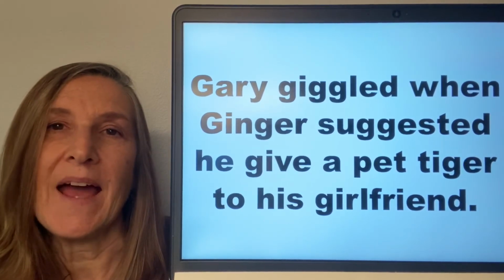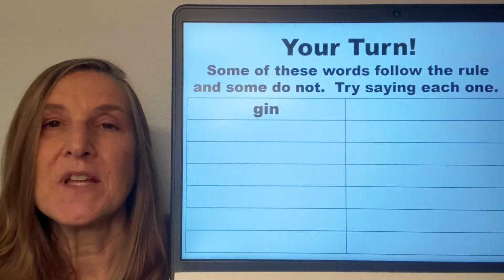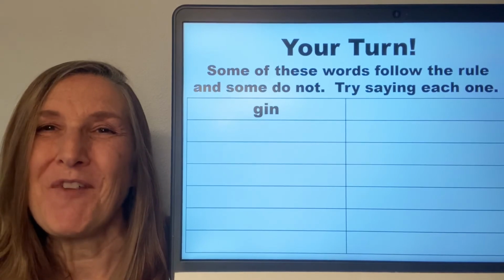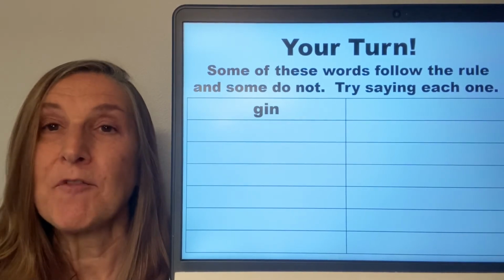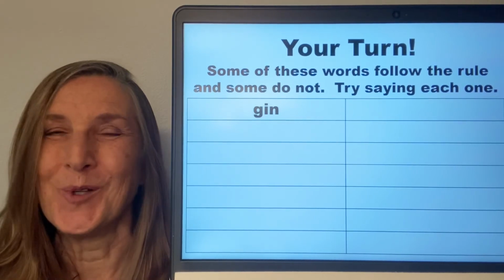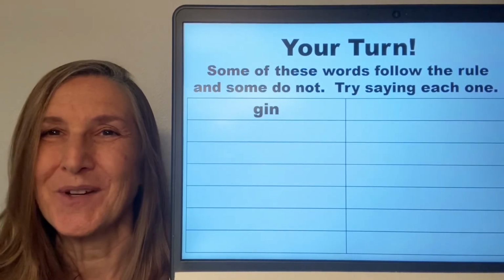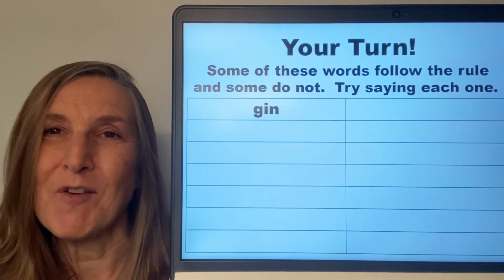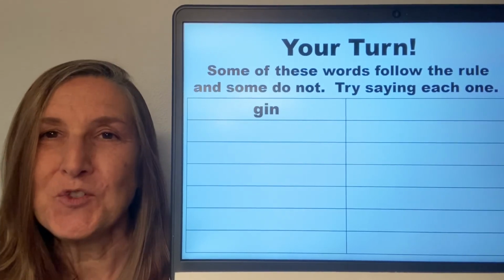So let's look at some different words, and you're going to try to say the word, see whether it follows the rule or not. After you try the word, I will say it, and if it follows the rule, it'll have a green check mark next to it. If it's one of the words that's an exception to the rule, it will have a red X. So you try this first word.